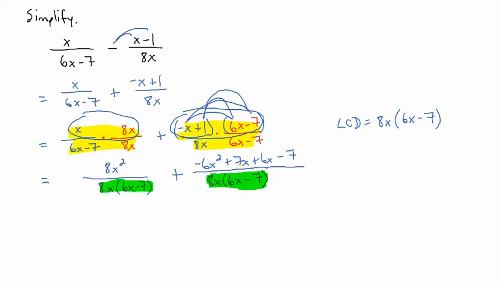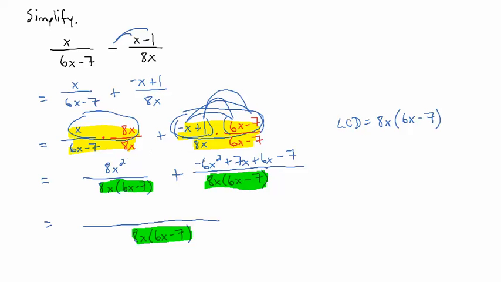So hopefully you can see why this green thing, the 8x times the 6x minus 7, why I had to use that for my LCD. So now I'm going to add these fractions together because they have the same denominator. So I'll get a fraction with that denominator. And my numerator will be my previous numerators added together.